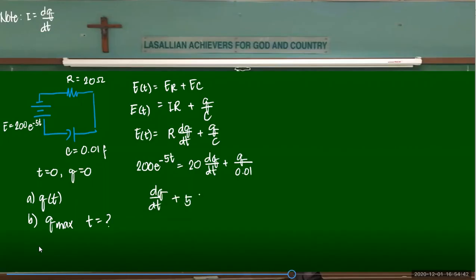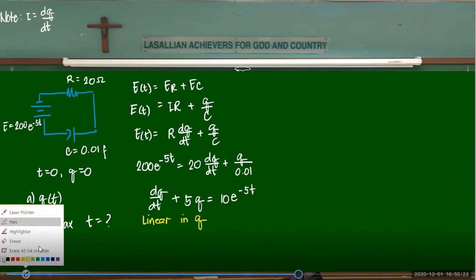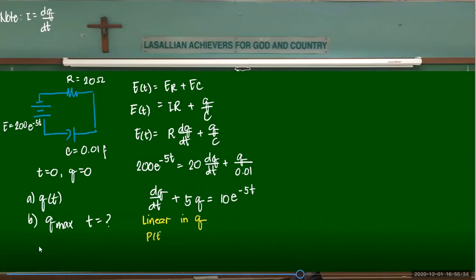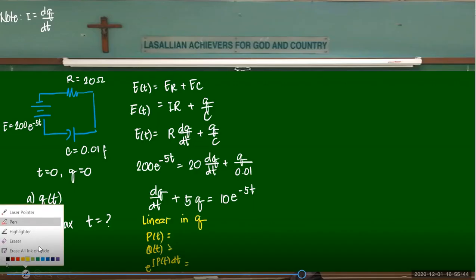So, 5q is equal to 10 e to the negative 5. Linear in q. Since it's linear in q, the solution is q of t equals the integral of p of t, q of t, e to the integral of p of t dt.